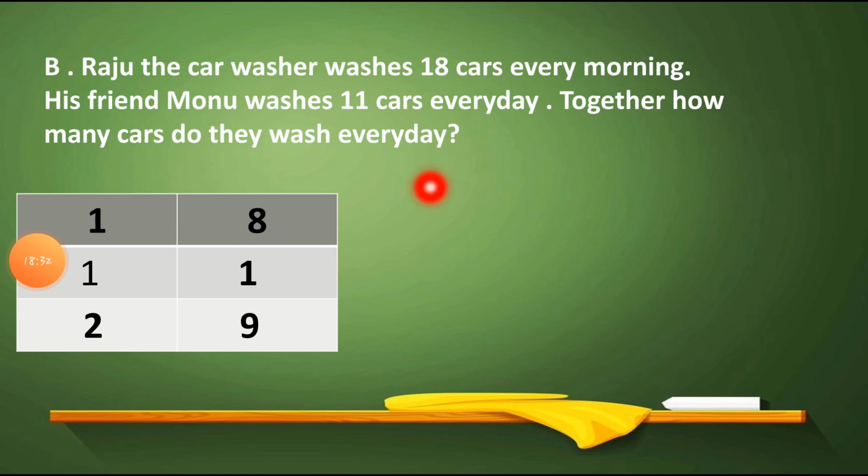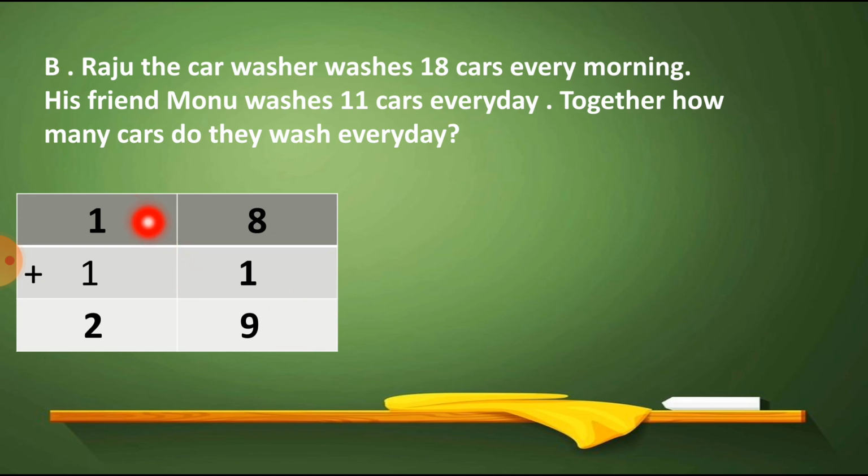Now here students, 8 plus 1, here is the ones column, which is 8 plus 1. So here 8 plus 1 is equal to 9. So we can write down number 9 under the ones column.